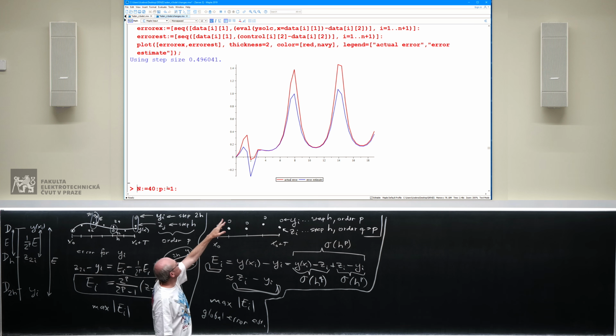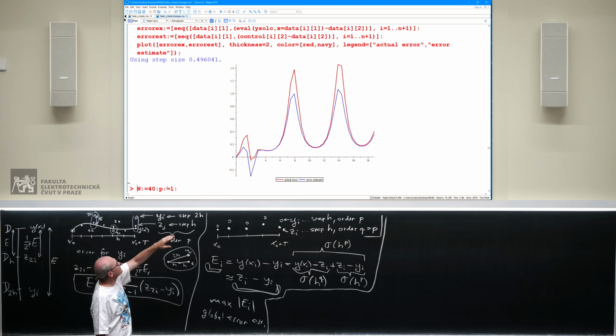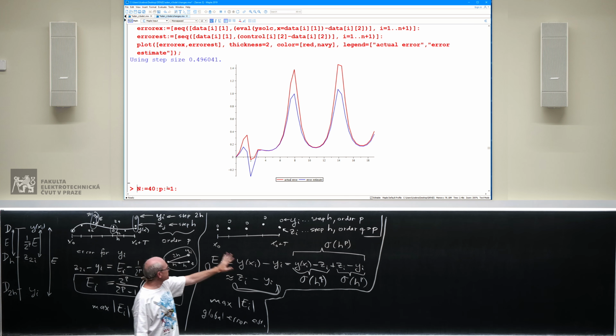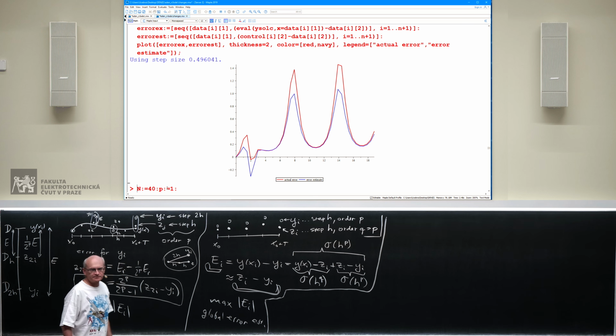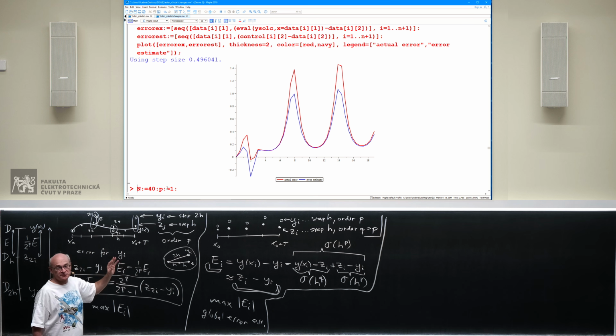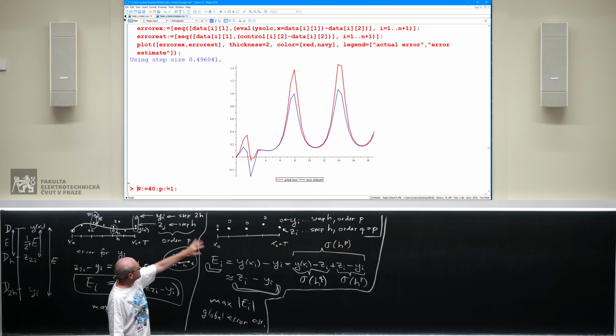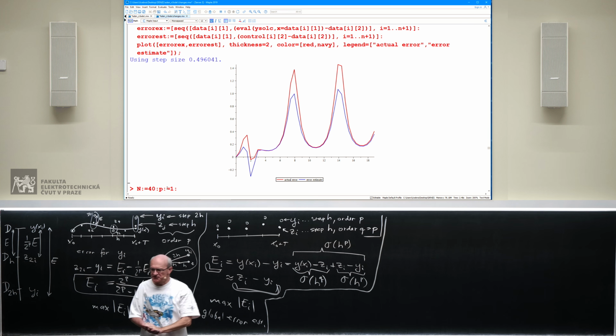Again, step size is 0.5. The red curve is the actual error. The blue curve is the estimate using the control method. And it actually seems to work a little bit better, which is not the reason why we use it, because there are some problems from differential equations where the Richardson estimate works better. But here, the control method actually produces a better estimate.